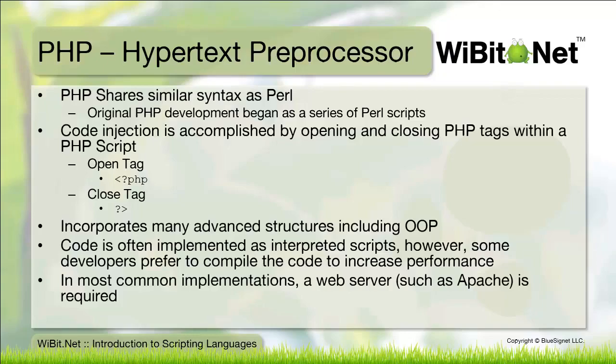PHP shares a lot of similarities with Perl. Original PHP development began as actually just a series of Perl scripts. Code injection is accomplished by opening and closing PHP tags within a PHP script. Kind of alluded to that a second ago, but there is an open PHP tag and a closed PHP tag, and then all the code in between those is the PHP logic. And the PHP interpreter will actually execute that as a script, and then whatever the output is, it will just stick it in that location.